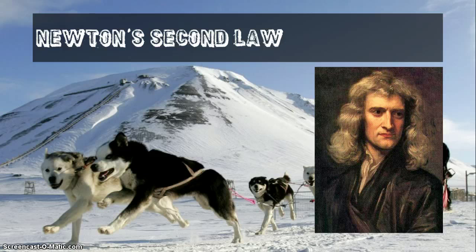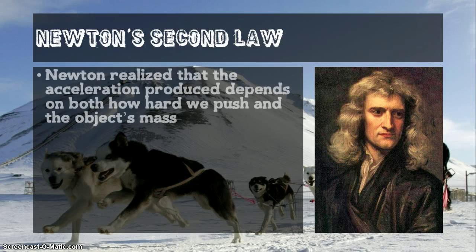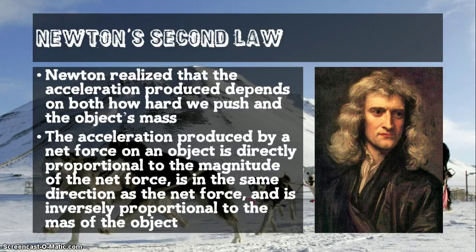So let's relate all this together to get what Newton saw beyond what Galileo observed and came up with in his second law of motion. He realized that the acceleration produced depends not only on how hard we push, but also how massive the object is. And he put that in his second law. Notice here it's a little wordy. We're going to come up with a way to simplify that in a second. His law states the acceleration produced by a net force on an object is directly proportional to the magnitude of the net force, in the same direction as the net force, and inversely proportional to the mass of the object.